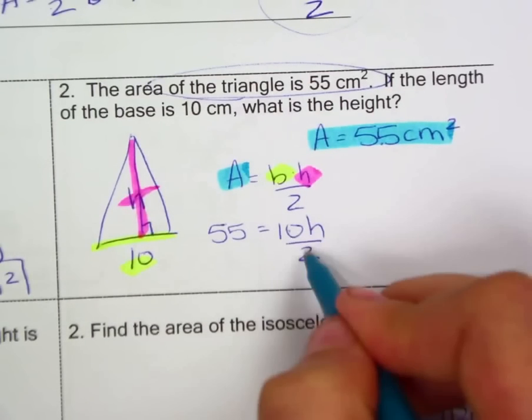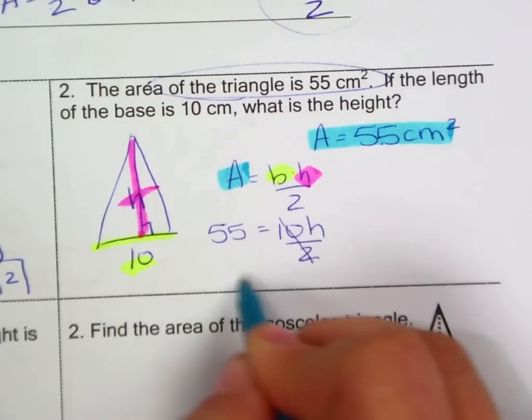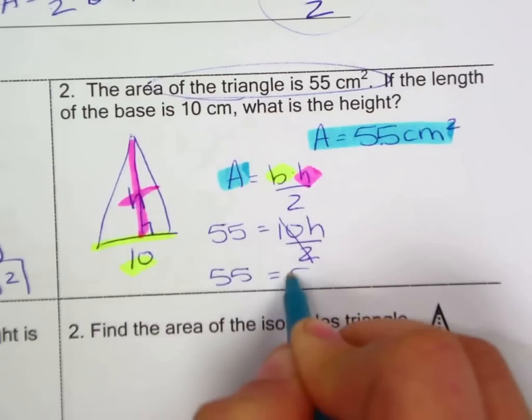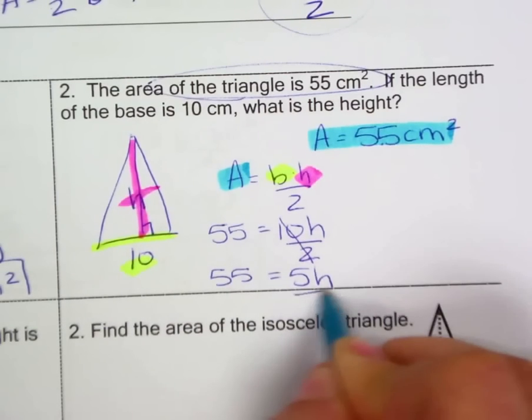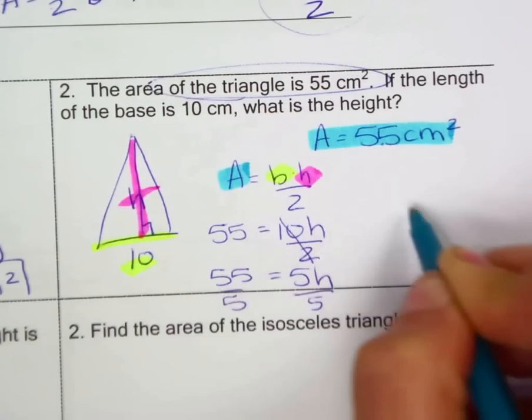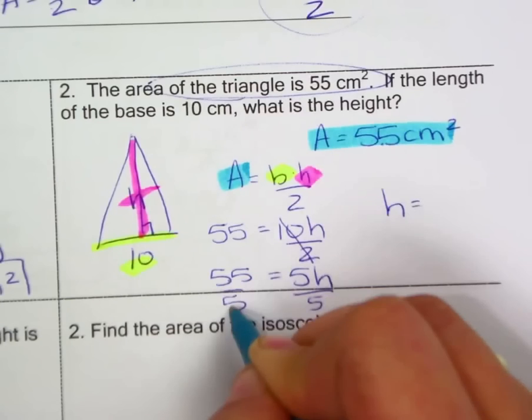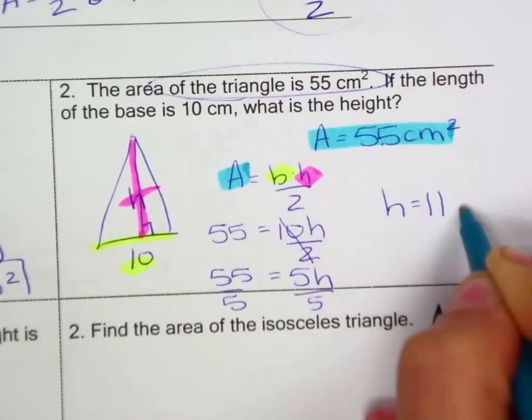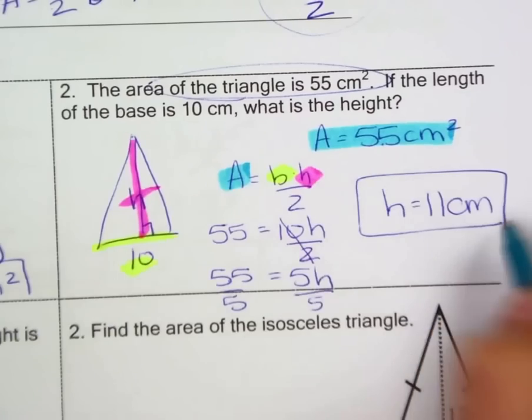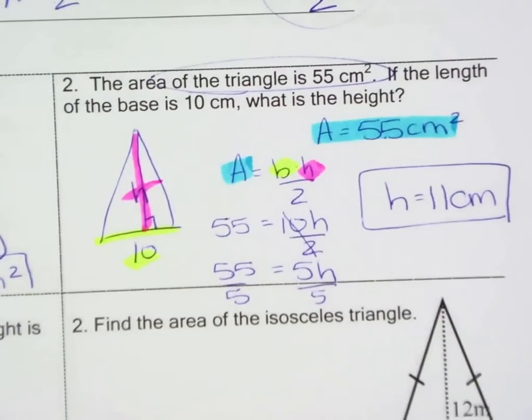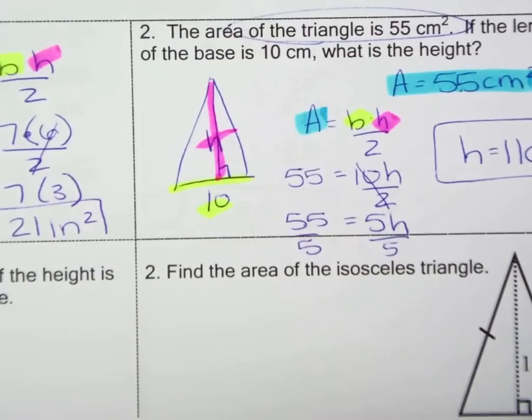Go ahead and reduce. 10 divided by 2 is 5. Divide both sides by 5, and h equals 55 divided by 5, which is 11 centimeters. All right, do the check-in questions and check your work with the answer key.